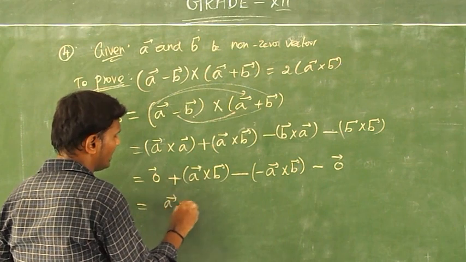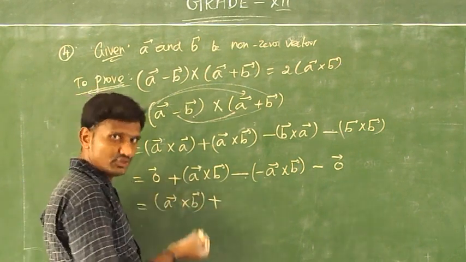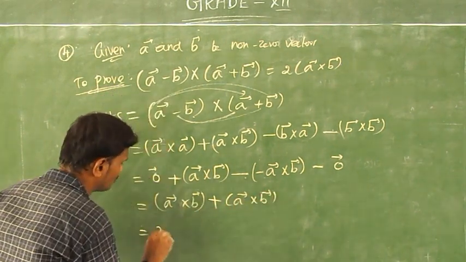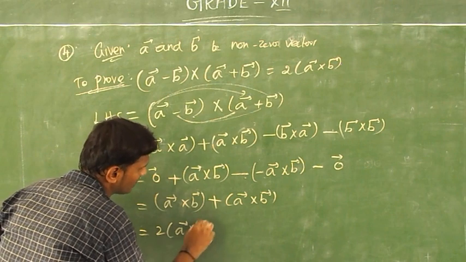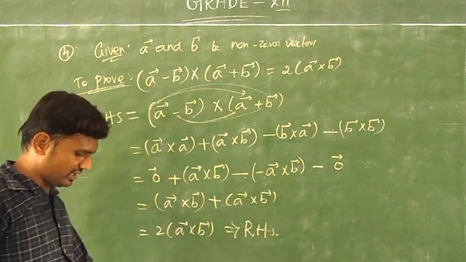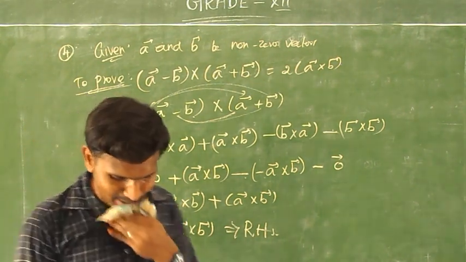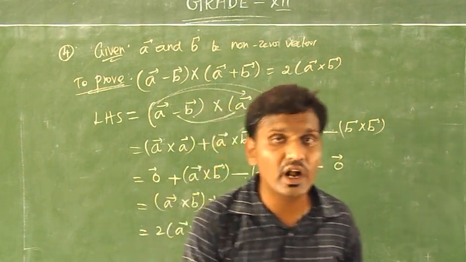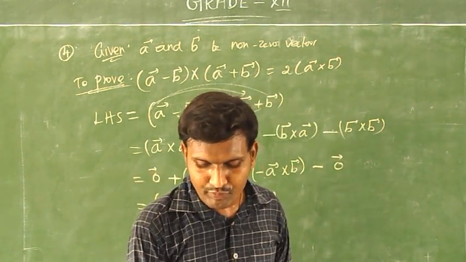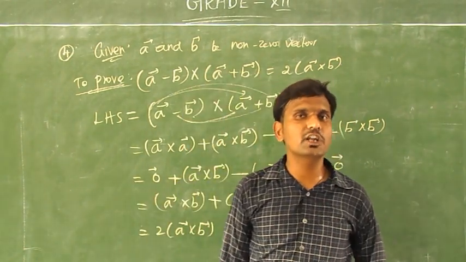Okay, now a vector cross b vector plus minus into minus, what comes? Plus. So a vector cross b vector plus a vector cross b vector is equal to 2 into a vector cross b vector. So that's on the right side. Have you understood, students? See, example 22 was already completed in your previous class, 23 is now completed, and in the exercise up to 4 questions are completed. Shall we go to the next question?